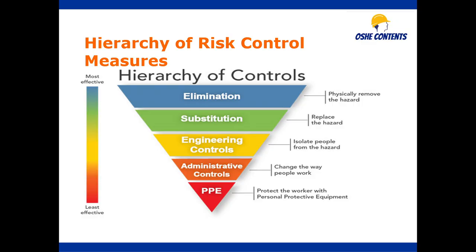What are the hierarchies? There are five hierarchy steps. The first is elimination, which is the best practice, to eliminate the hazards. But most of the time you cannot eliminate the hazards. For example, you have a mobile crane that you need immediately to finish your work, but the mobile crane is very old and there are no indicators, and the load charts are not available. With that, you can eliminate it: you need to remove it, and carry out that task with some other equipment or by the people.